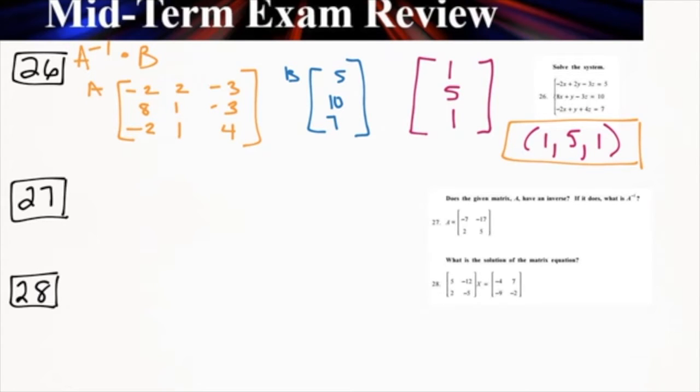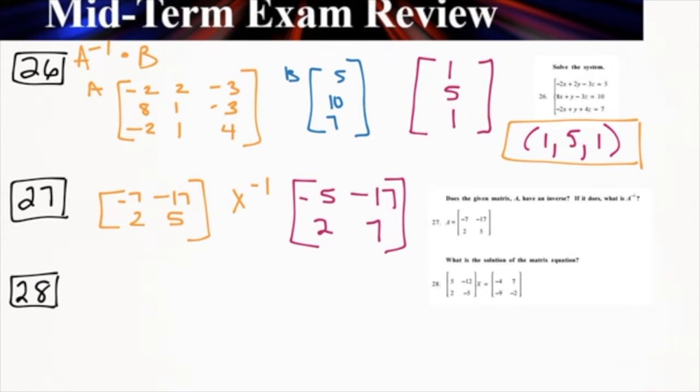So for 27, really, you just take 27, put it in your calculator. Okay? Make sure you use the inverse button. That's the button that looks like x to the -1. Okay? And the answer is going to be -5, -17, 2, and 7. Okay?